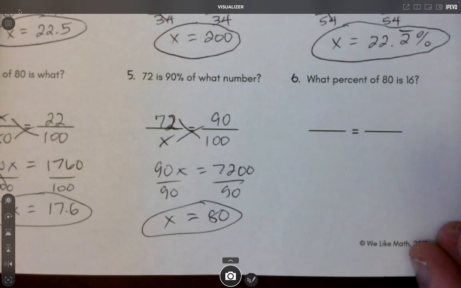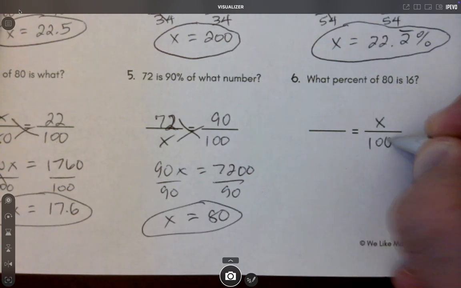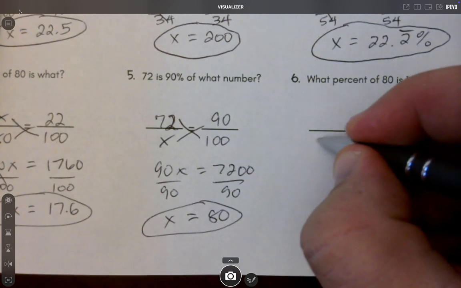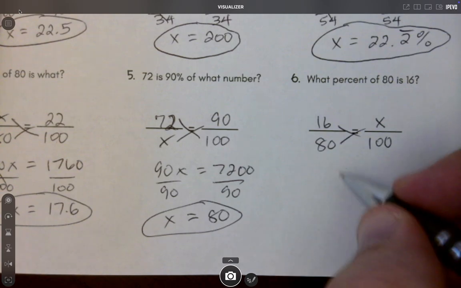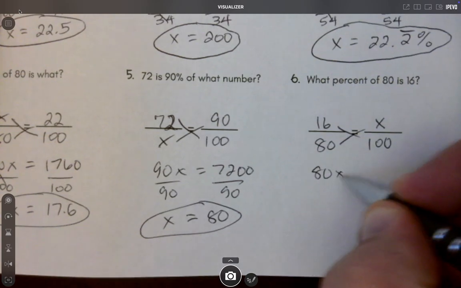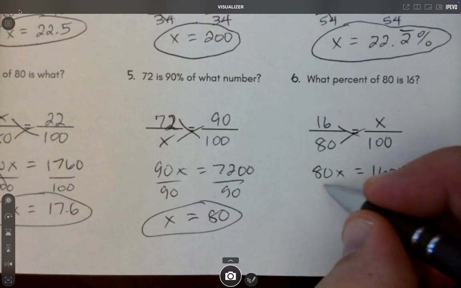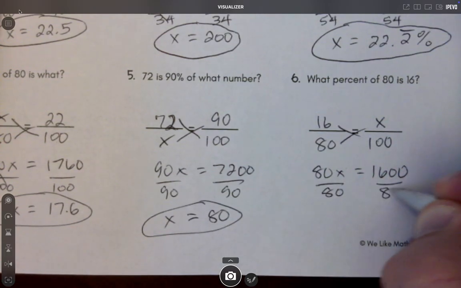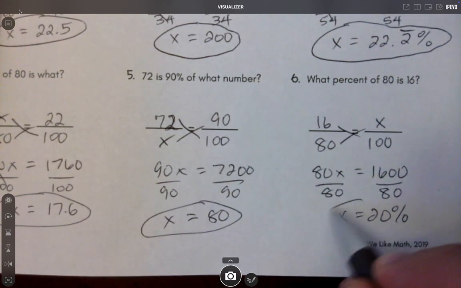All right, last one. What percent of 80 is 16? There's the part, there's the whole, is over of. We cross multiply. 80x equals 1,600. Divide both sides by 80. And you get 20%. I remembered percent that time.